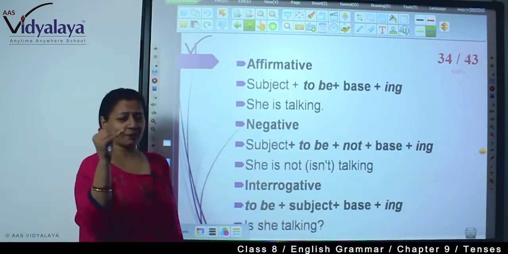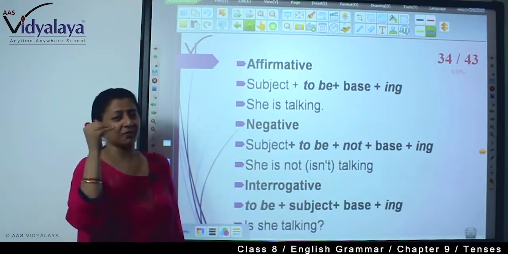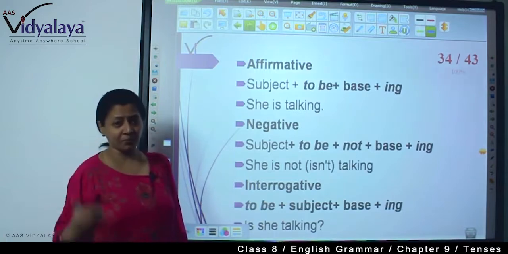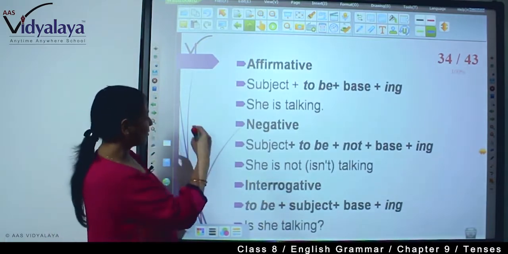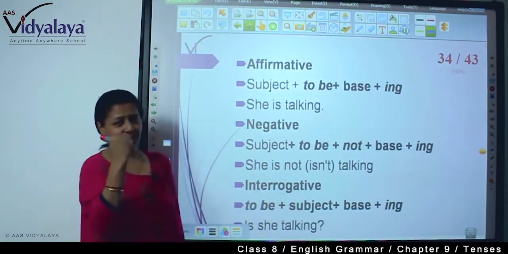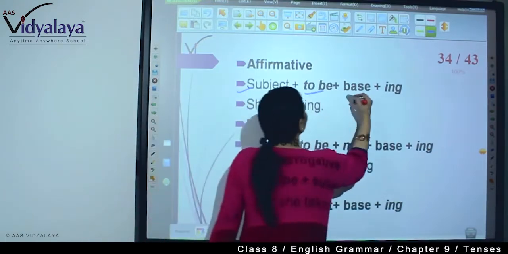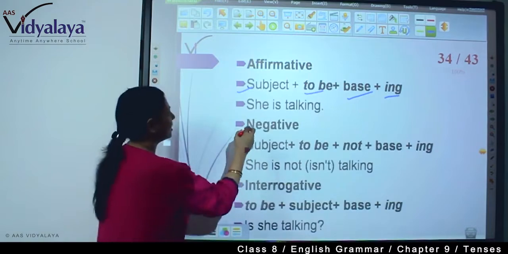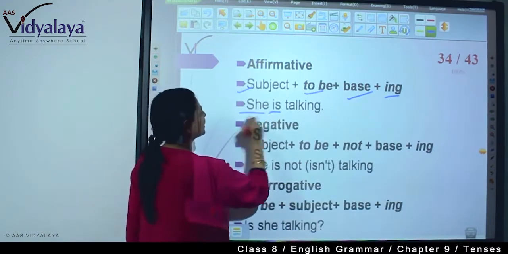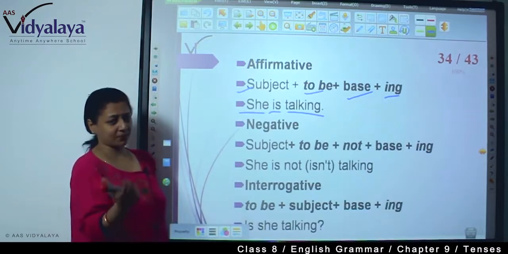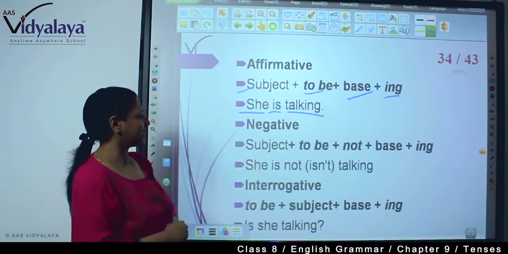You know there are three types of sentences: affirmative, negative, interrogative. There are many other types, exclamatory and imperative, but here we are talking about affirmative, negative and interrogative. Affirmative: subject plus to be plus base plus ing. She is a subject, is is to be, and talking is base plus ing. Talk is base, ing we have added.